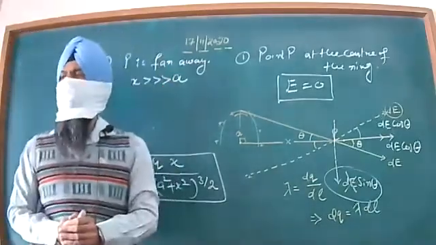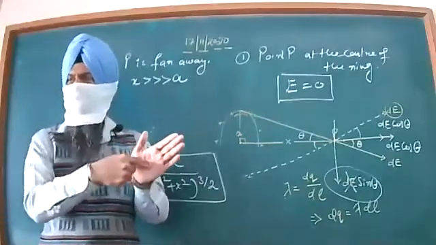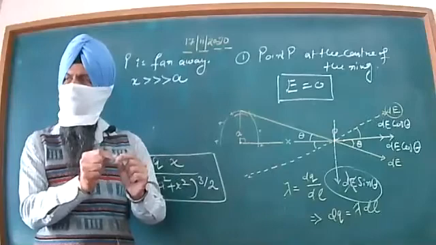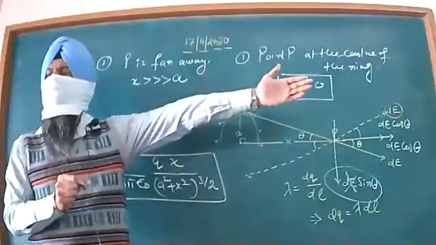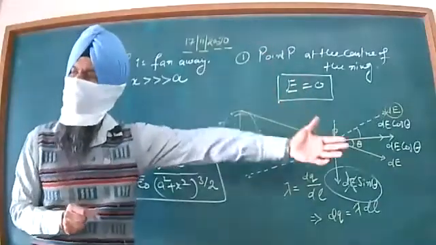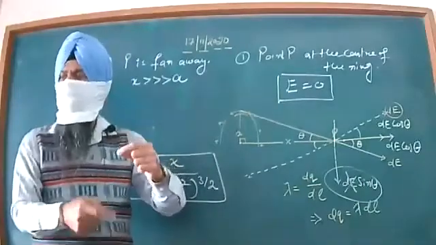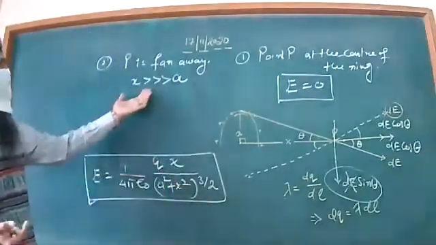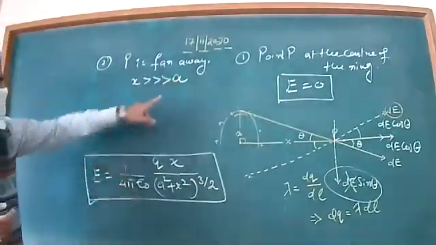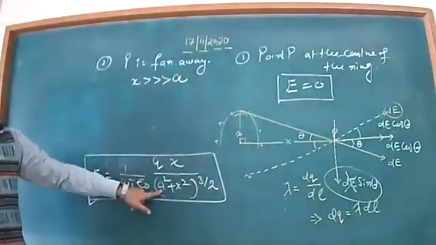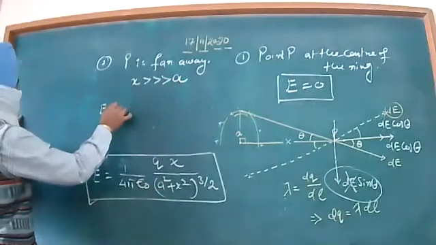Imagine the situation, beta dear, as we are present in this room and I am having a ring with me, and the center of the ring is with me. And if we take the observation point at 20 meters distance, 50 meters distance from this point, the ring being of this dimension only, then obviously your x is going to be far, far more than the radius. And on this basis, we can neglect this a.